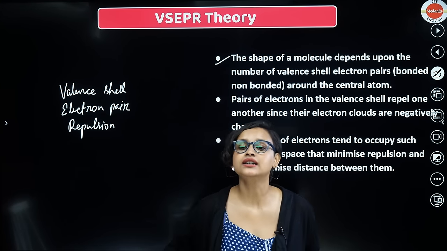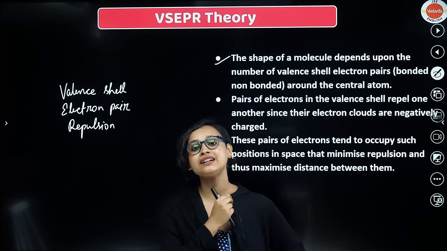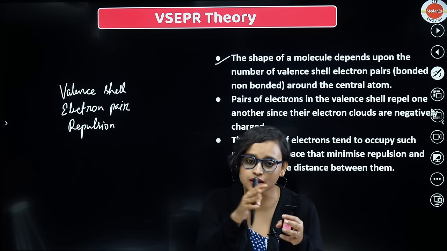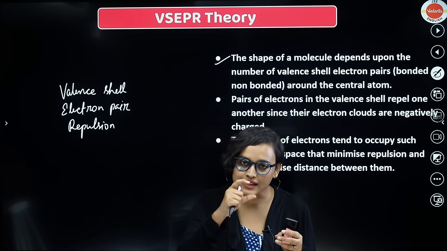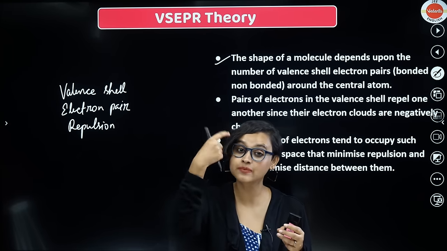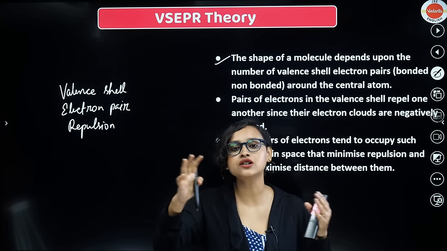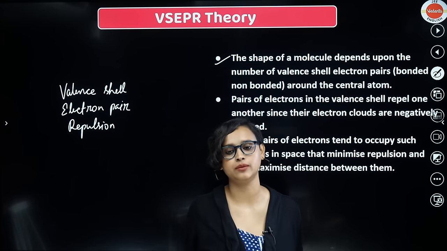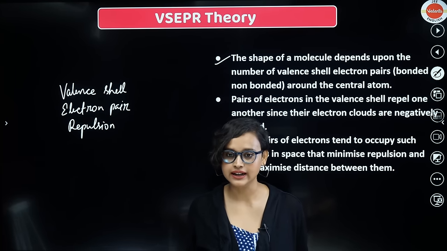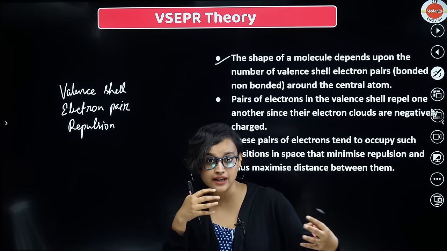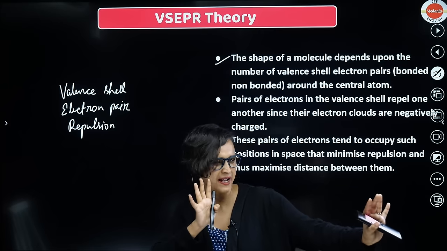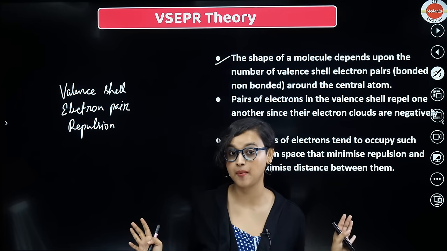It said that the pair of electrons tend to occupy such positions in space where the repulsion between the electron clouds is a minimum. Okay? Yes? And they can maximize the distance between them. There should be maximum distance, less repulsion, and they are happy.